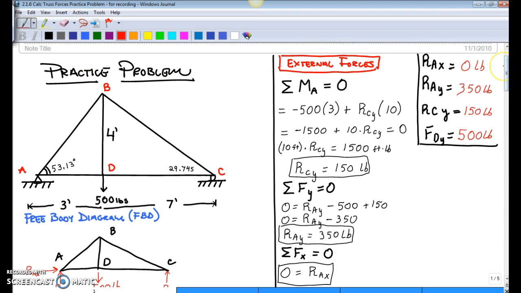So again, do your free body diagram first. Once you've identified all the reaction forces, you calculate the external forces and put them all into a nice neat table somewhere off to the side of the problem. And you're ready to move on.